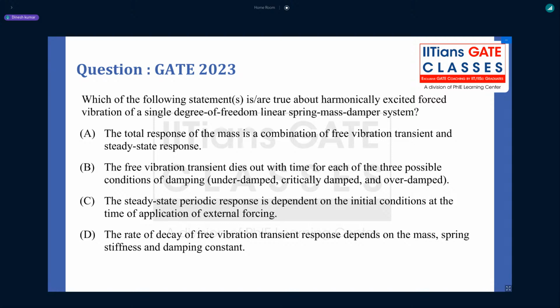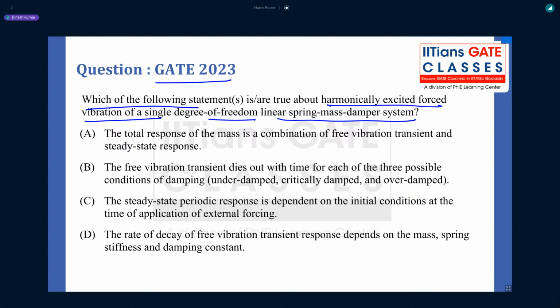So let's start with a GATE 2023 question. What is the question? It says: which of the following statements is or are true about harmonically excited forced vibration of a single degree of freedom linear spring mass damper system? So guys, this question is partially related to damped free vibration as well as forced vibration.